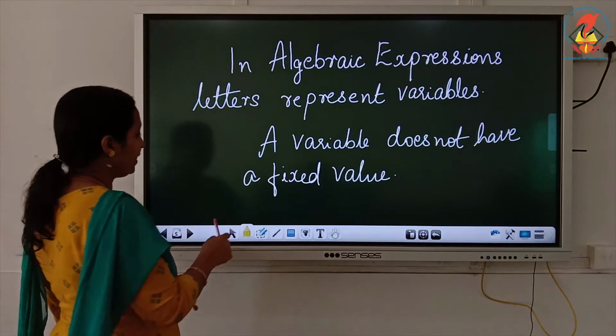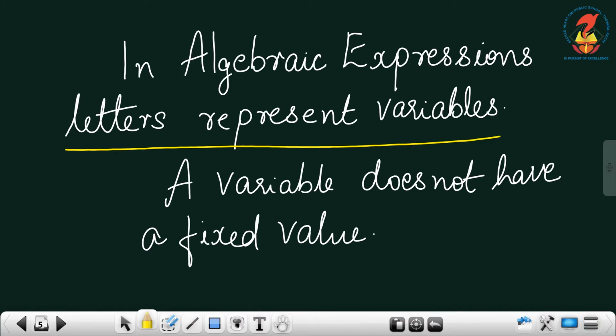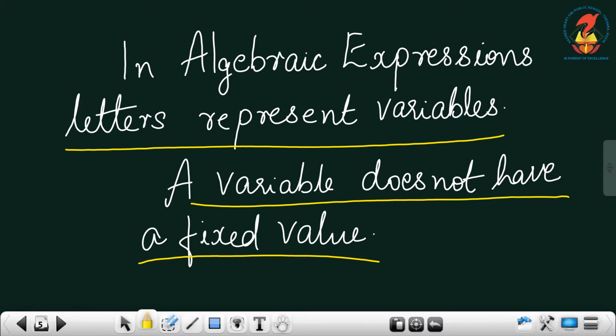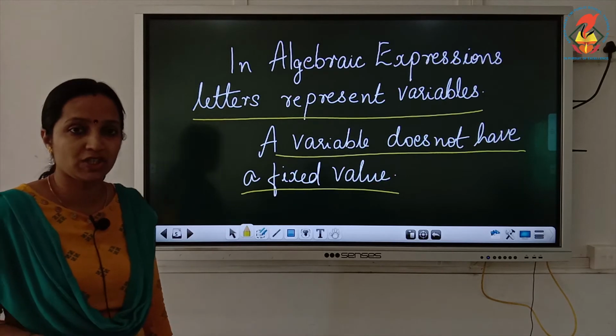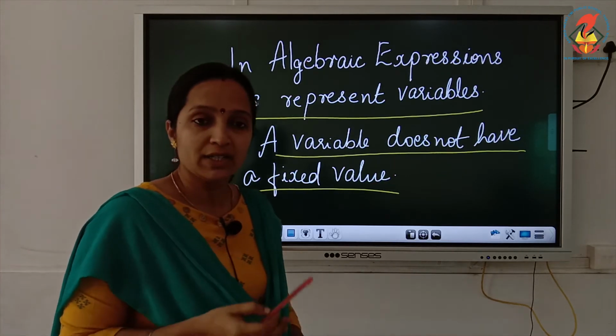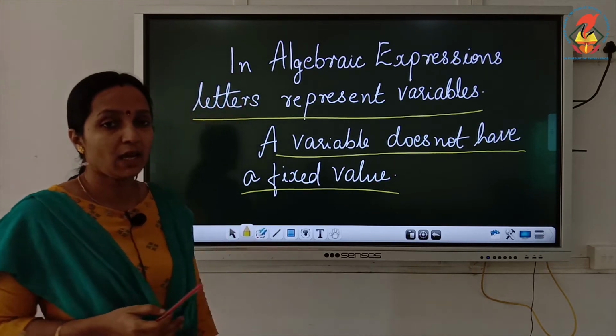So, in algebraic expressions, letters represent variables, and a variable does not have a fixed value. It can take any numerical value depending upon the situation. The value of the variable changes. That's why we are calling it a variable.